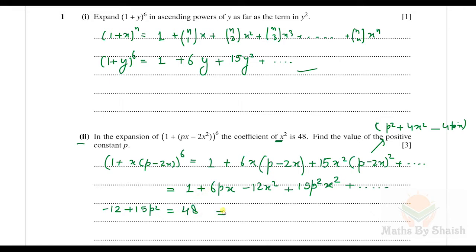So we can solve here, and 15p square is equal to 48 plus 12, it is 60, and then p square would be 4, that is p is going to be plus minus 2. But we can see, find the value of positive constant p, so it is given that p is a positive constant, so we'll get p is equal to 2. That is the final answer.